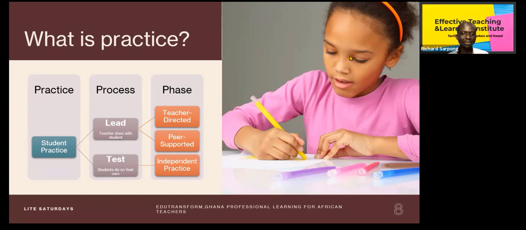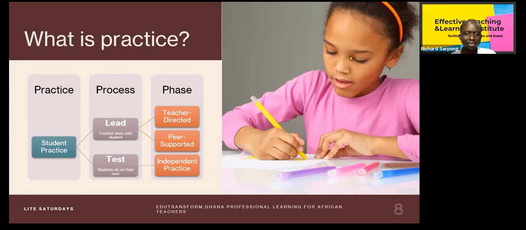From the teacher-directed practice work, where they do it together with the teacher, and then the peer-supported work, where they do it together as colleagues within the class, supporting each other's learning. When these two phases have been achieved, and a teacher can see that 85% mastery is clearly evident in every student, then you give them work to do on their own, which is a testing phase, where students engage in independent practice.